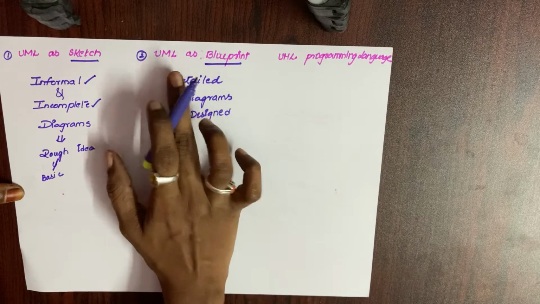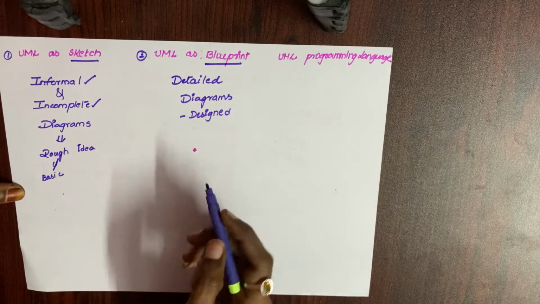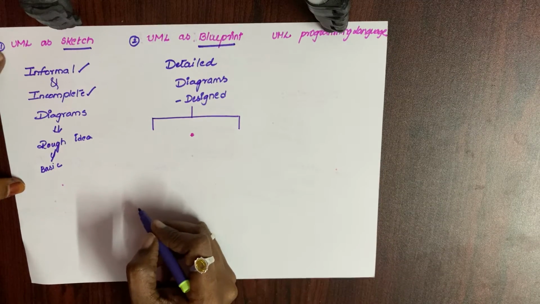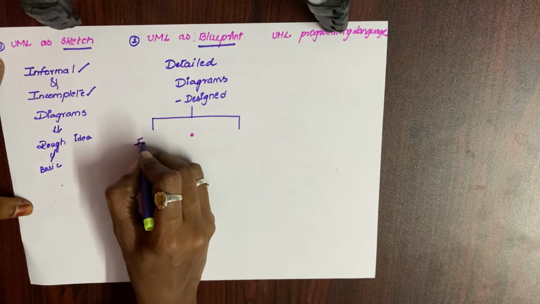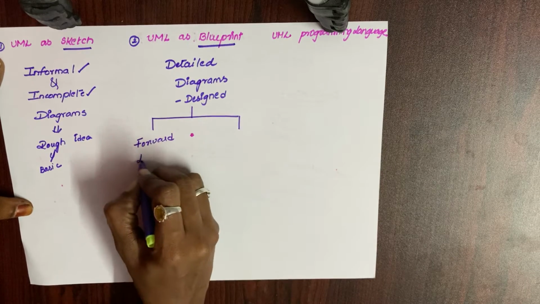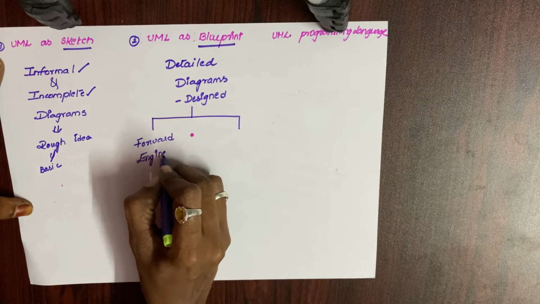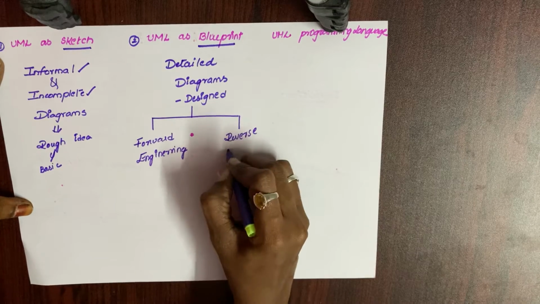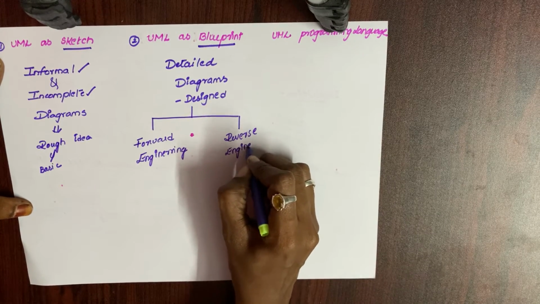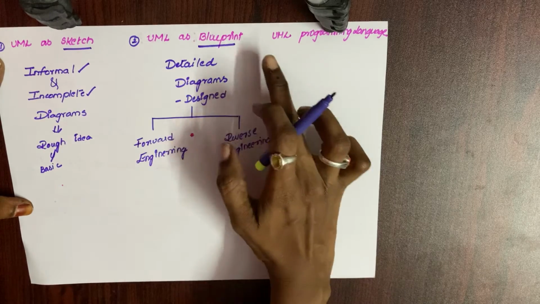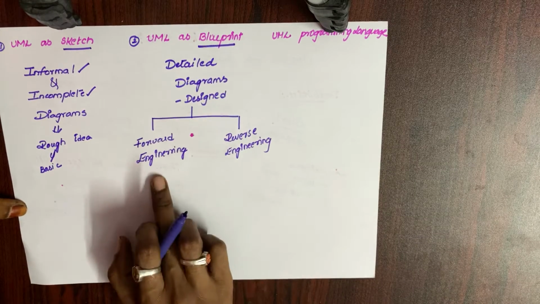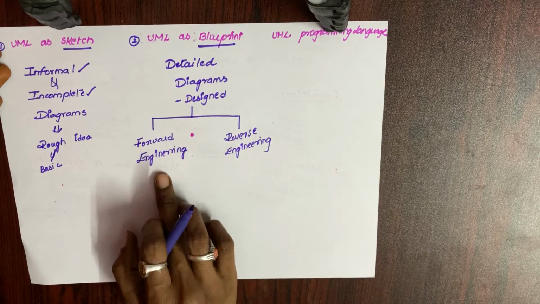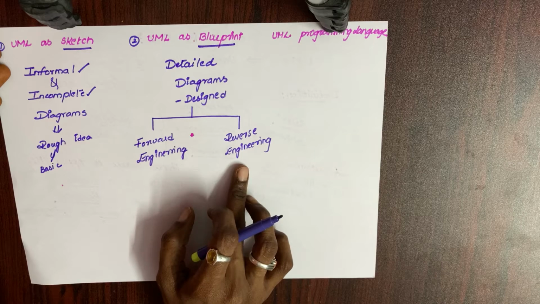UML as a blueprint is divided into two categories. First one is forward engineering, and second one is reverse engineering. So while using UML as a blueprint, we are going to develop detailed designs. In that, we are going to design two methods: the forward engineering method and the reverse engineering method.